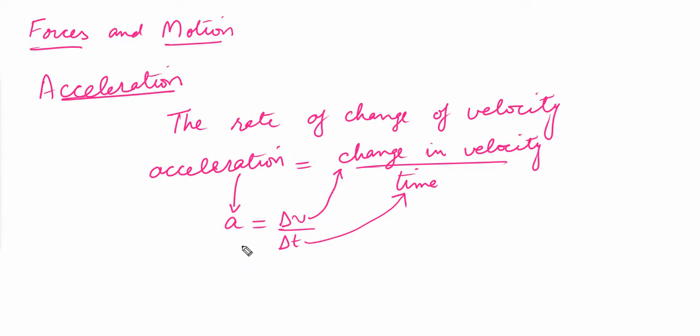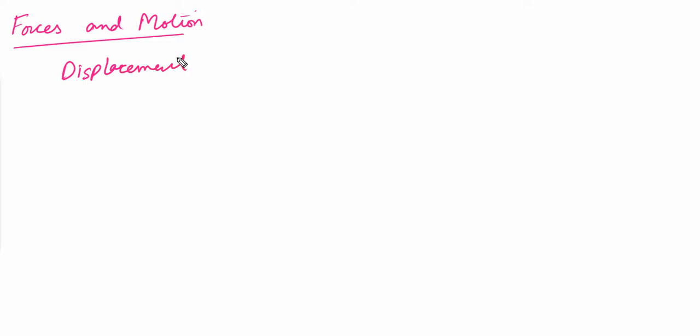Now coming towards the unit for the acceleration, the unit for acceleration is meters per second square. So this is the unit for acceleration. So now after this we'll discuss about the displacement time graph. Alright, so now we have to discuss about the displacement time graph.